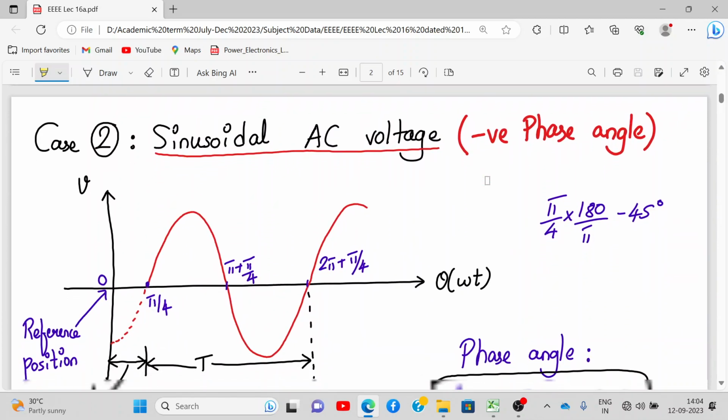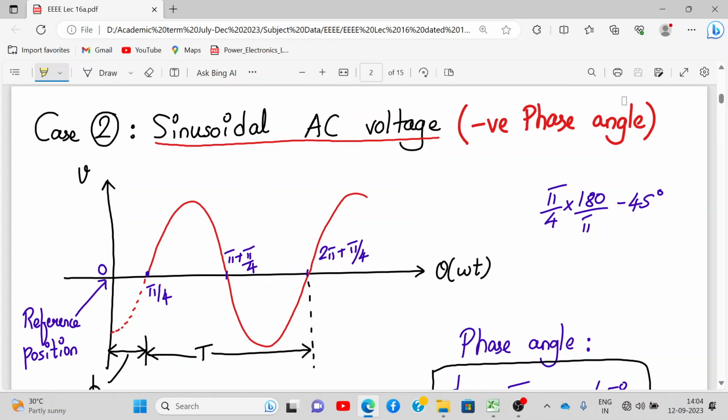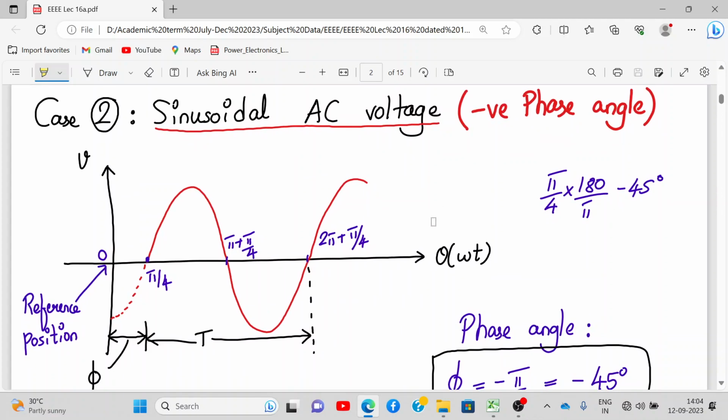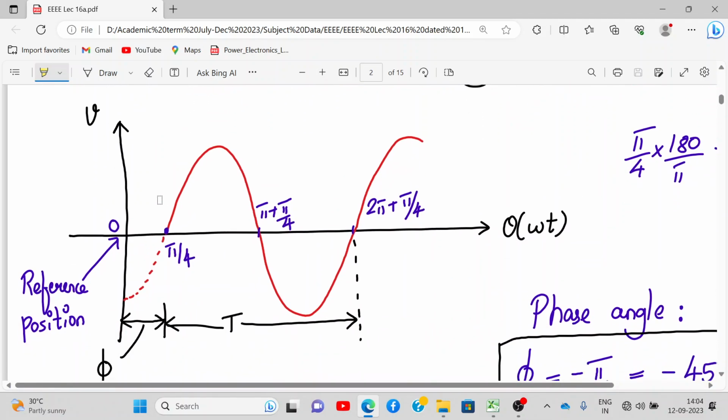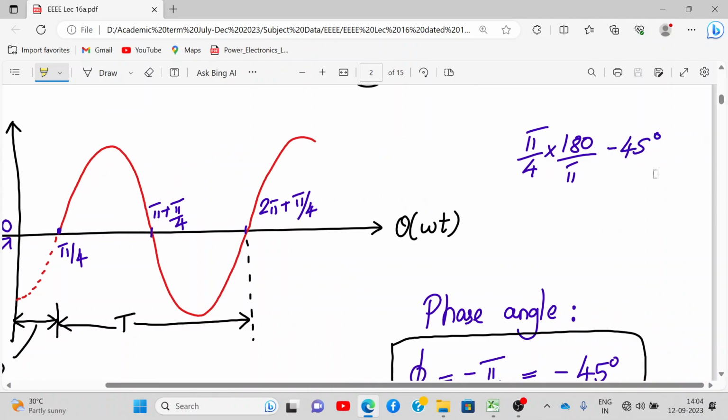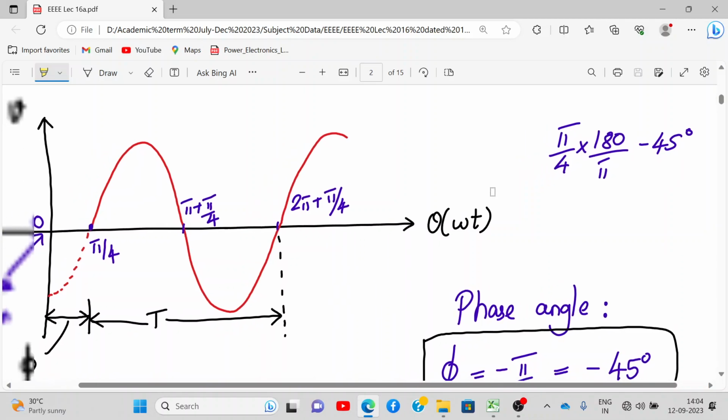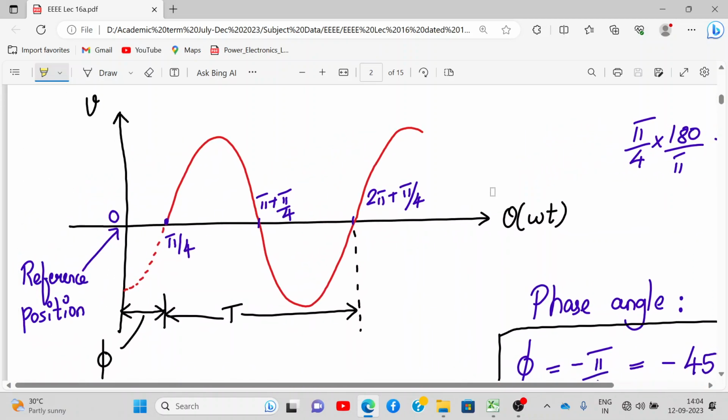Case number 2, where a sinusoidal AC voltage has a negative phase angle. So let's check it out. Look at this waveform. What can you gauge from this waveform? This sinusoidal waveform is not starting from 0. It's starting with a delay. And what is that delay? What is pi by 4 in degrees? 45. Okay. And why do we call it negative phase angle? Because it's a delay. If the waveform would have started early, from here let's say, then it would have been a positive phase angle. Since it's a delay in the start, this is my reference position. 0 to pi by 4 is my phase phi, and this is my period.